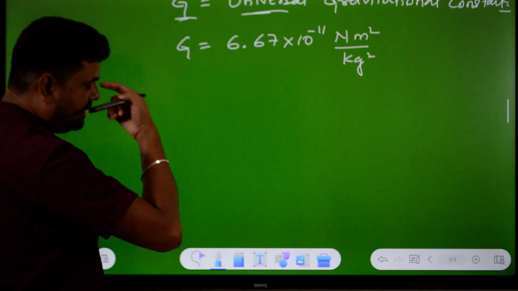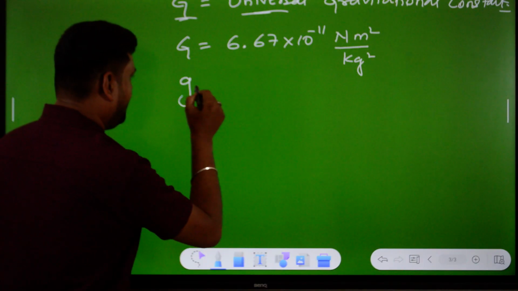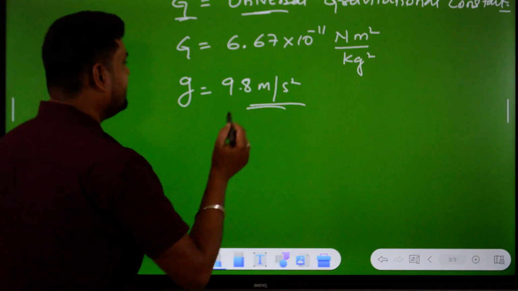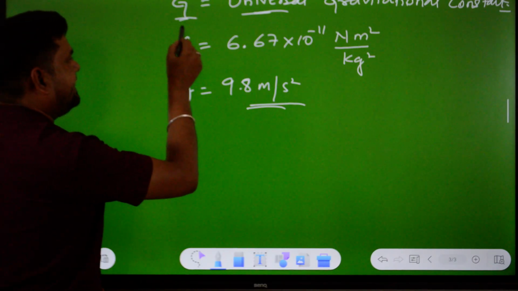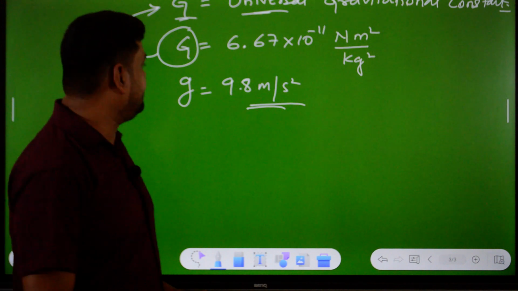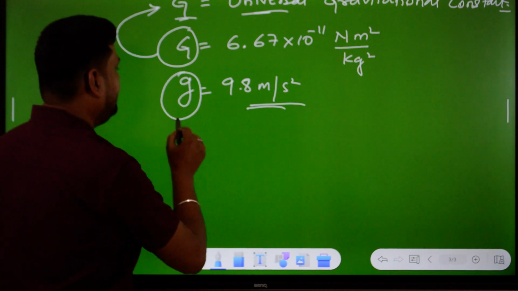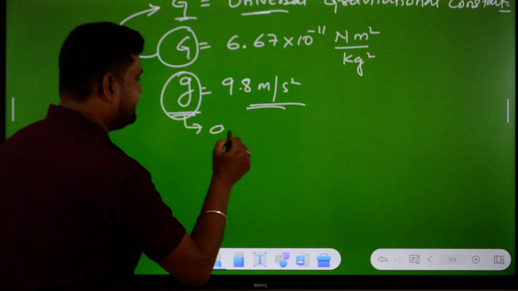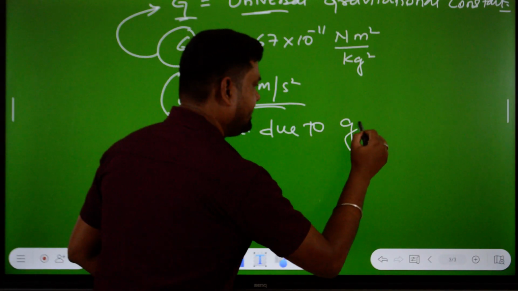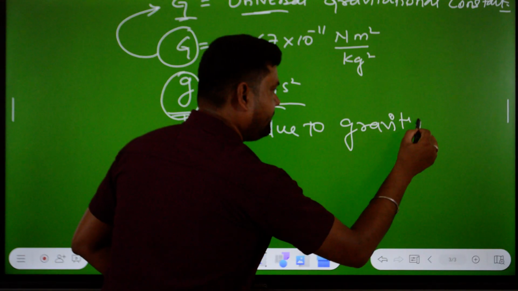Now sometimes we also say, sir, g is equal to 9.8 meters per second square, isn't it? So if you see, this is the capital G that represents the universal gravitational constant, while this is a smaller g that represents acceleration due to gravity.